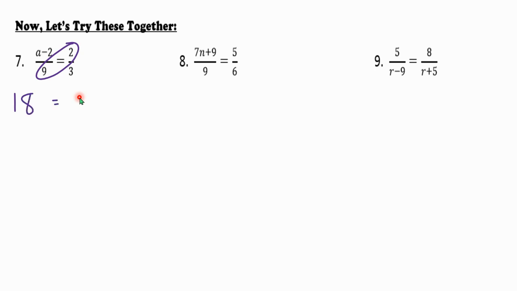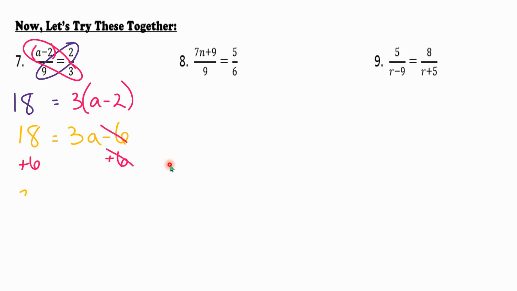The second cross product, again, I'm putting parentheses around the a minus 2. So when I write that down, I'm writing that down exactly as you see it here. So this way I remember that I have to then distribute the 3. So when I simplify for the next step, I'm distributing that 3, so 3 times a and 3 times negative 2. And then from here I have two steps to solve. So add 6, and then divide by 3. So a equals 8.